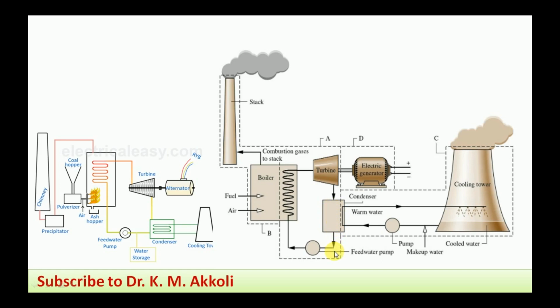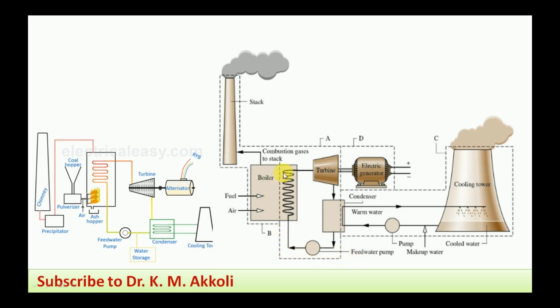Then the liquid is supplied to the boiler again by using the feed water pump, because the feed water pump supplies water to the boiler at a higher pressure. In the boiler drum, the pressure is usually higher, and the water we supply should be above the pressure present inside the boiler. That's why we use a specially designed pump called a feed water pump.